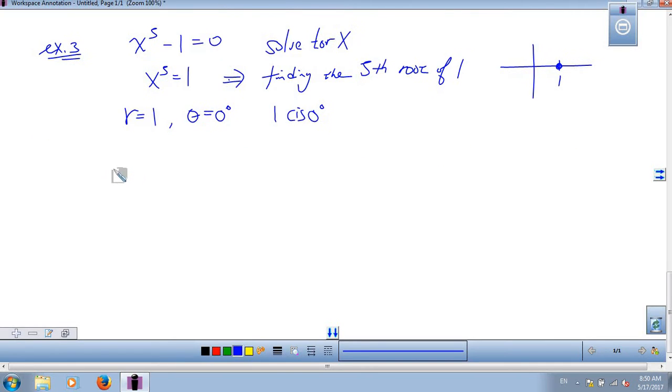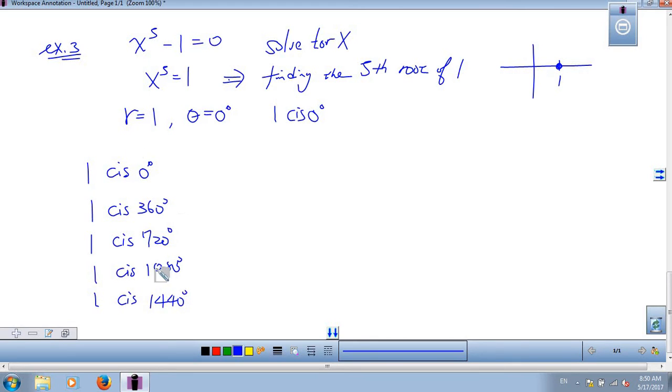Because we want the fifth root, we need 5 distinct roots. 1 CIS 0 can only give us one root, so I need the coterminal angles. Coterminal for 0 is 360, the next one is 720, the next is 1080, the next is 1440. We need all 5 of them, and we take the fifth root of every one of them.